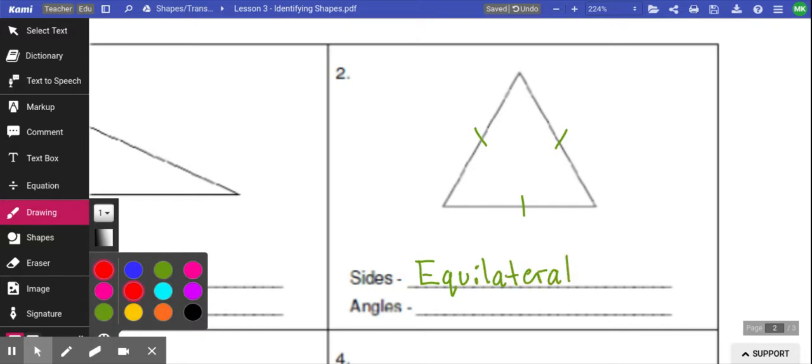When I want to name this based on the angles, if I look at the angles, they're all closed off more than 90 degrees. They're all less than 90. So this would be acute. Remember that all equilateral triangles are acute because they have to have angles of 60 degrees.